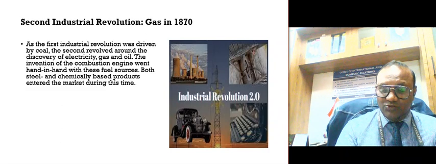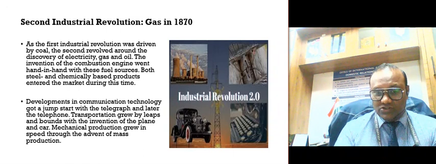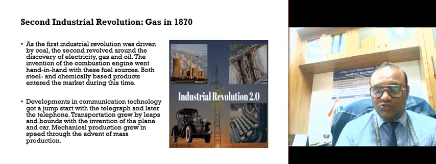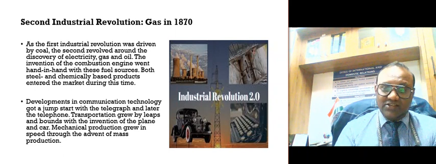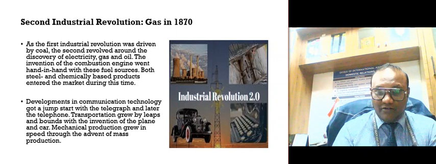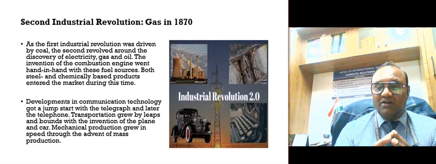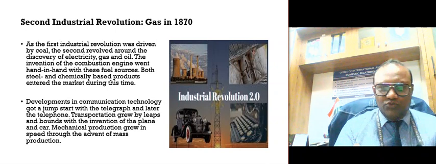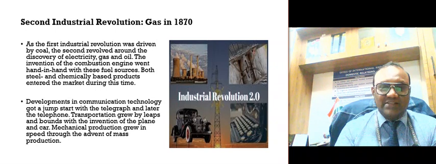The second industrial revolution was very interesting because we found oil. Oil as a resource replaced coal as the resource that was helping the factory system at that point of time. In the second industrial revolution, the discovery of electricity, gas, and oil was a tremendous revolution, because the factory owners and the society at that point of time were able to see what they could do wonderfully well with the use of electricity, gas, and oil.